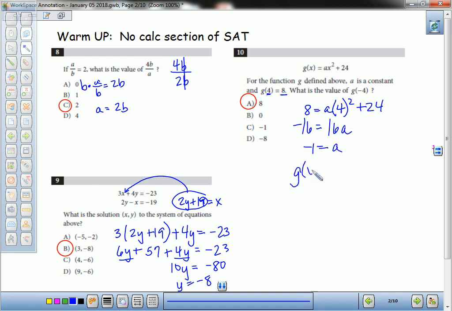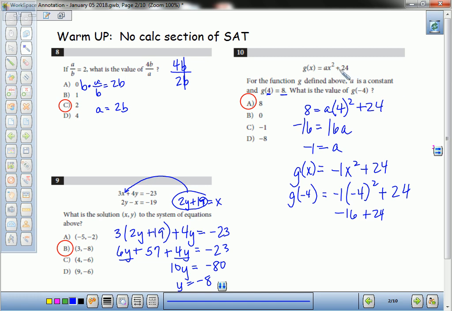So g of x is negative 1x squared plus 24. So what is g of negative 4? So if I were to plug in negative 4 for x, first thing I'm going to do with that negative 4 is square it, so it becomes positive. But then I'm going to multiply it by negative 1, so it becomes negative again. And negative 16 plus 24 is 8.